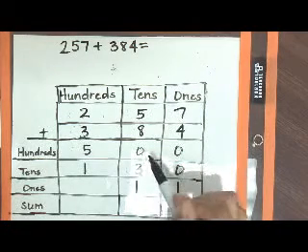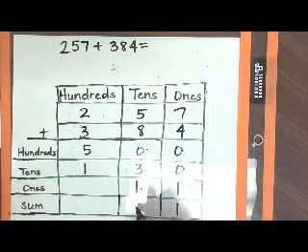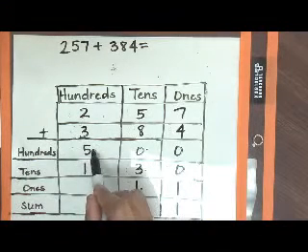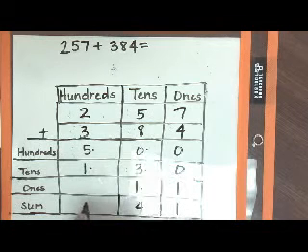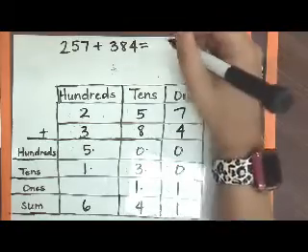Now we move to our tens. We have 0 tens plus 3 tens plus 1 ten, and then it's going to be 4 tens. Now we look at our hundreds. We have 500 plus 100, and that's going to equal 600. So our final answer is going to be 641.